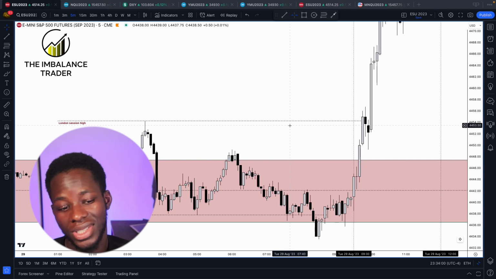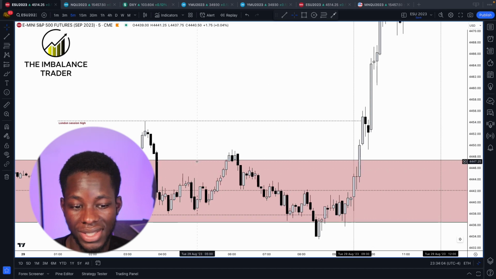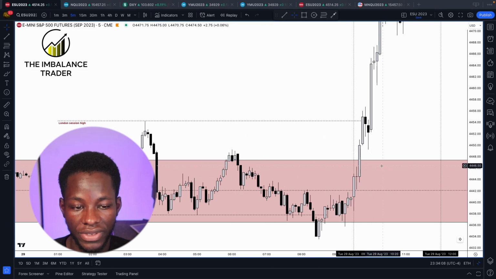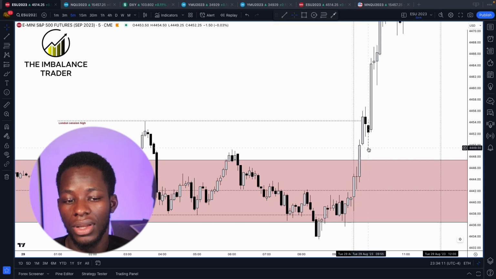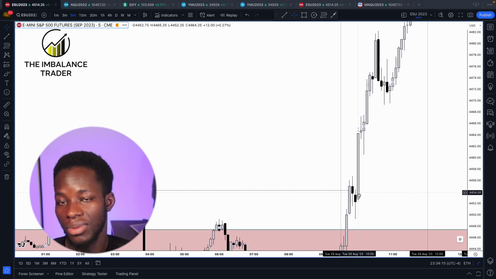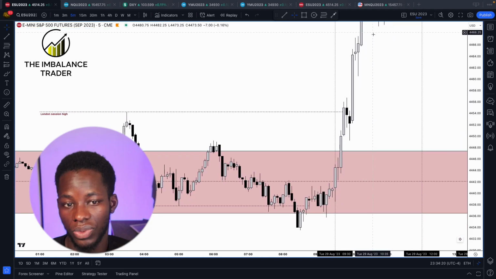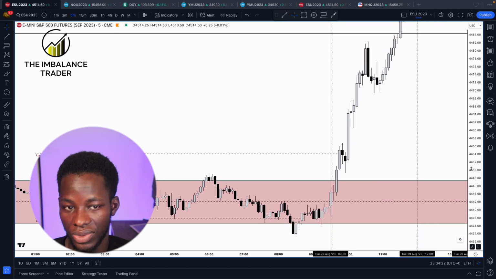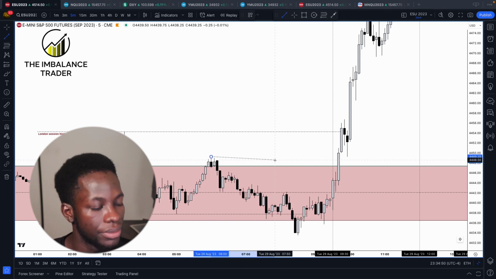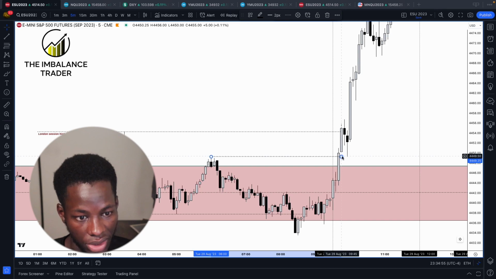The 2022 mentorship was pretty simple, and the idea is to wait for a raid on sell side, a shift in market structure, a fair value gap, price staying above 50% of that fair value gap, and then the target, which was the previous day high, which was here. So in this case, we had the raid on sell side here. Then we do have a shift in market structure here.